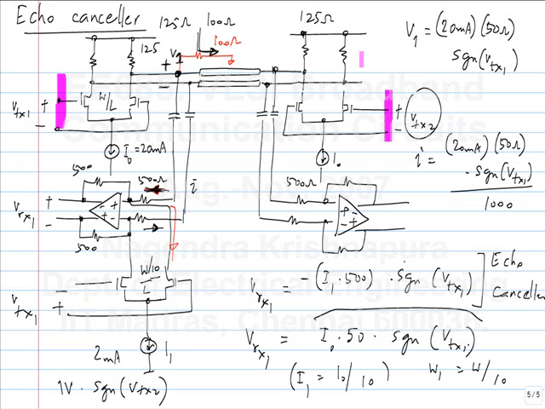Whatever you transmit from here appears here, and whatever you transmit here appears at Rx1. The Tx1 contribution is cancelled by the lower pair. The Tx2 contribution is cancelled by a similar pair that should be connected to these points. Yeah, like this.